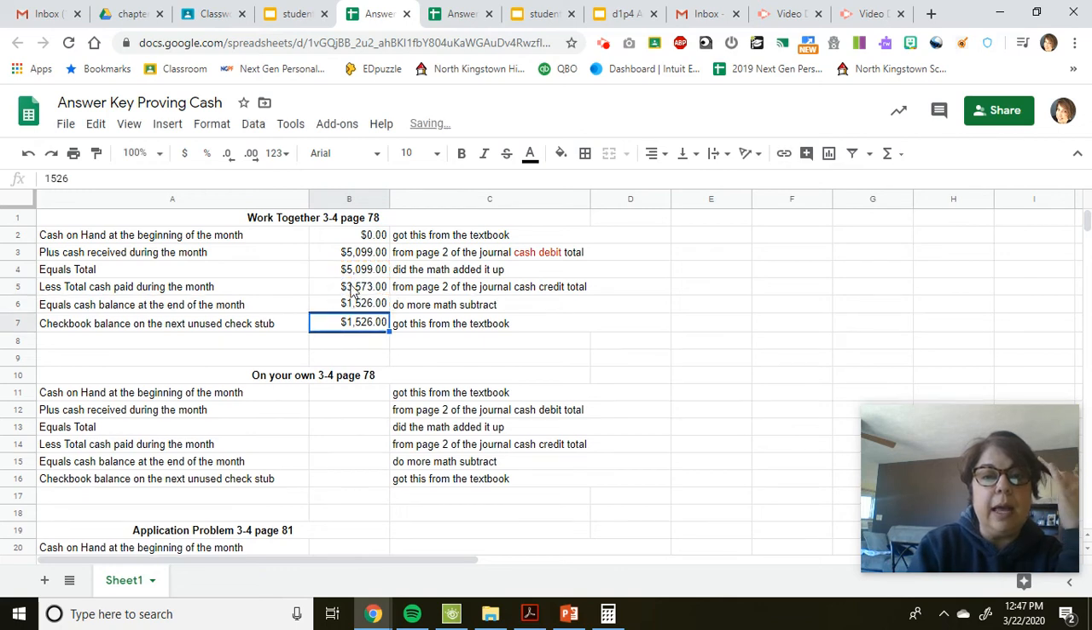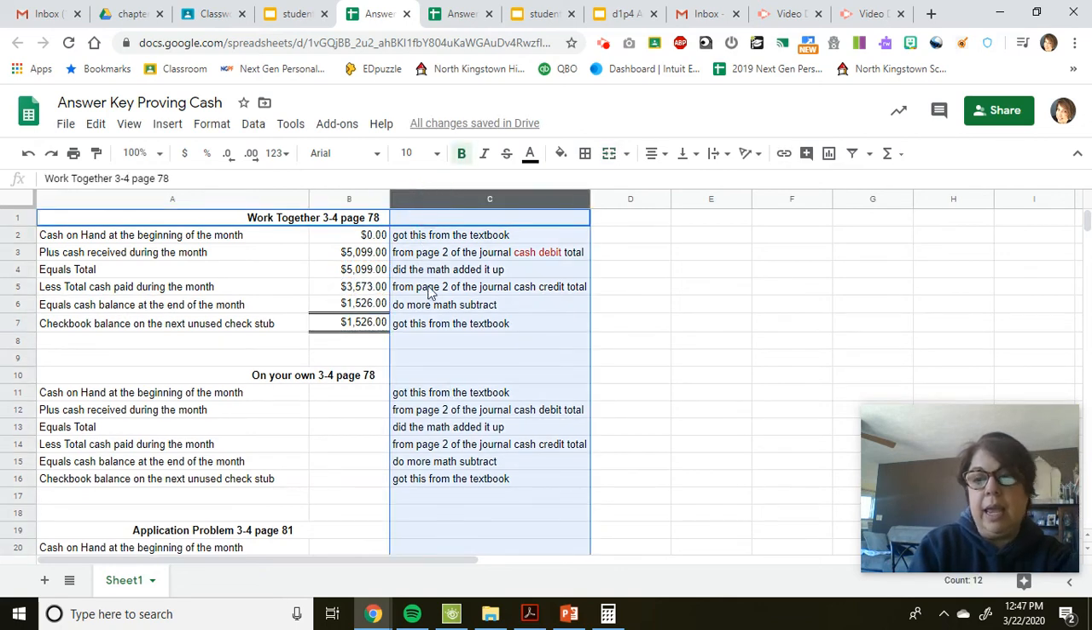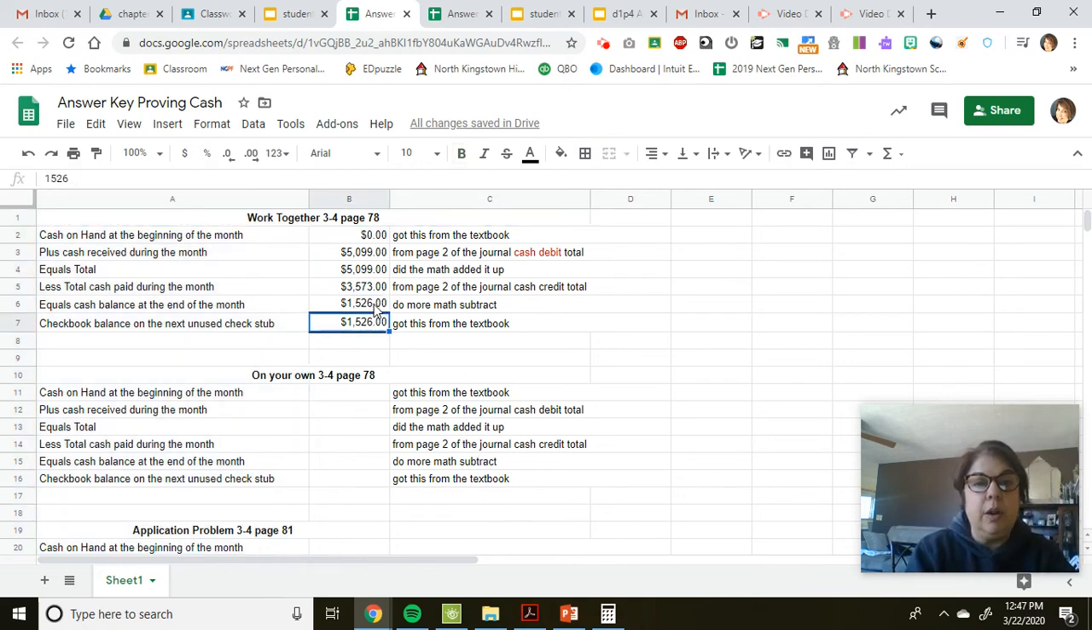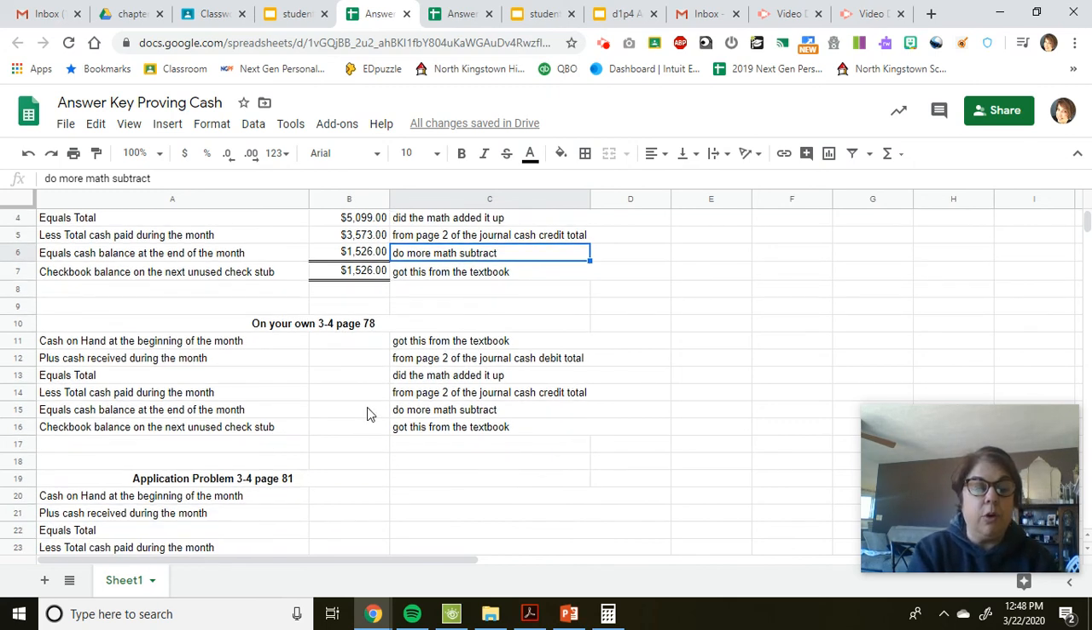What you won't get on a test or a quiz would be this stuff in column C that gives you a hint on where to find it, but you will always have column A. So if you read properly and just follow the instructions, it should work. I've already popped in a double underline, but just make sure that by putting a double underline in row 6 and 7, you are proving that you did get cash to prove. So continue on to do the on your own and the application problem for 3-4.